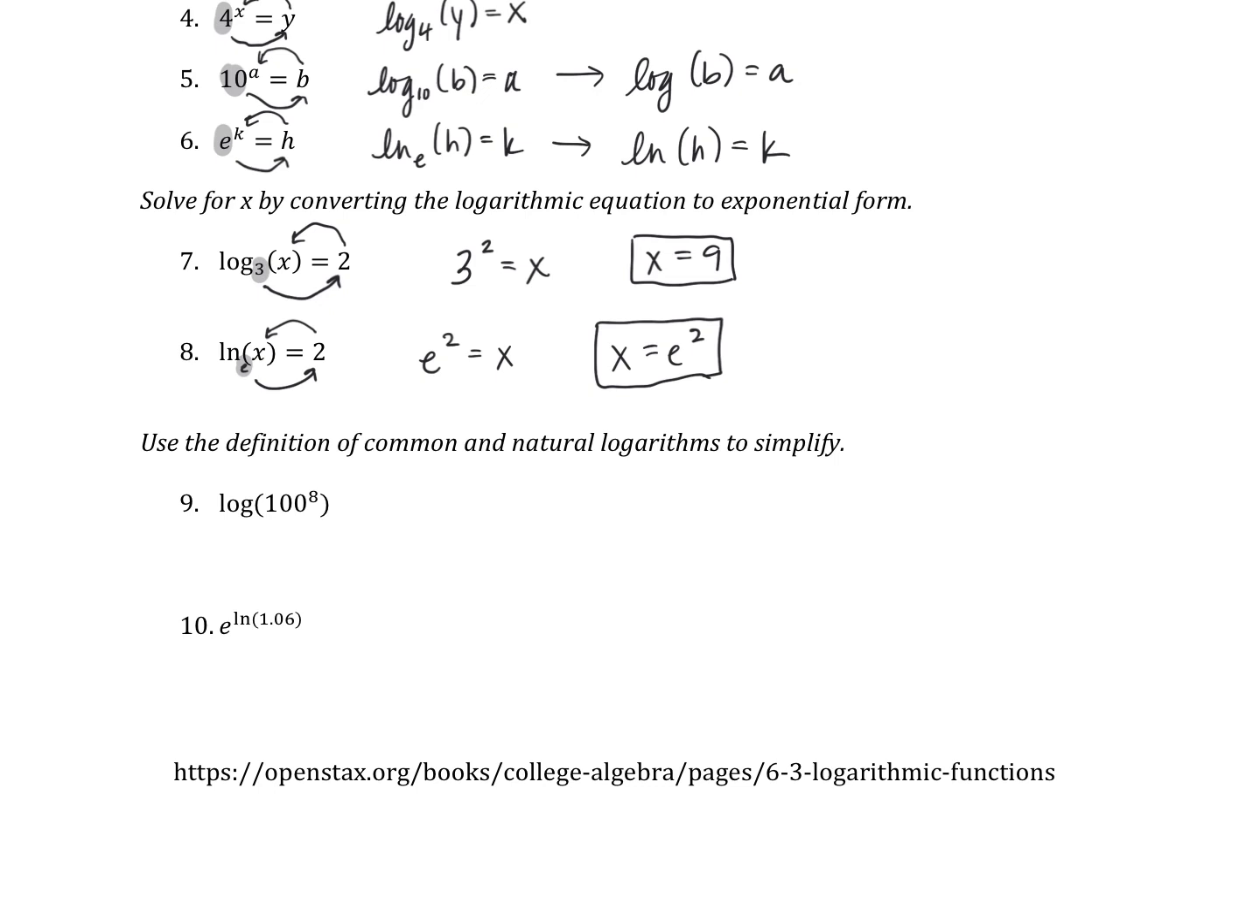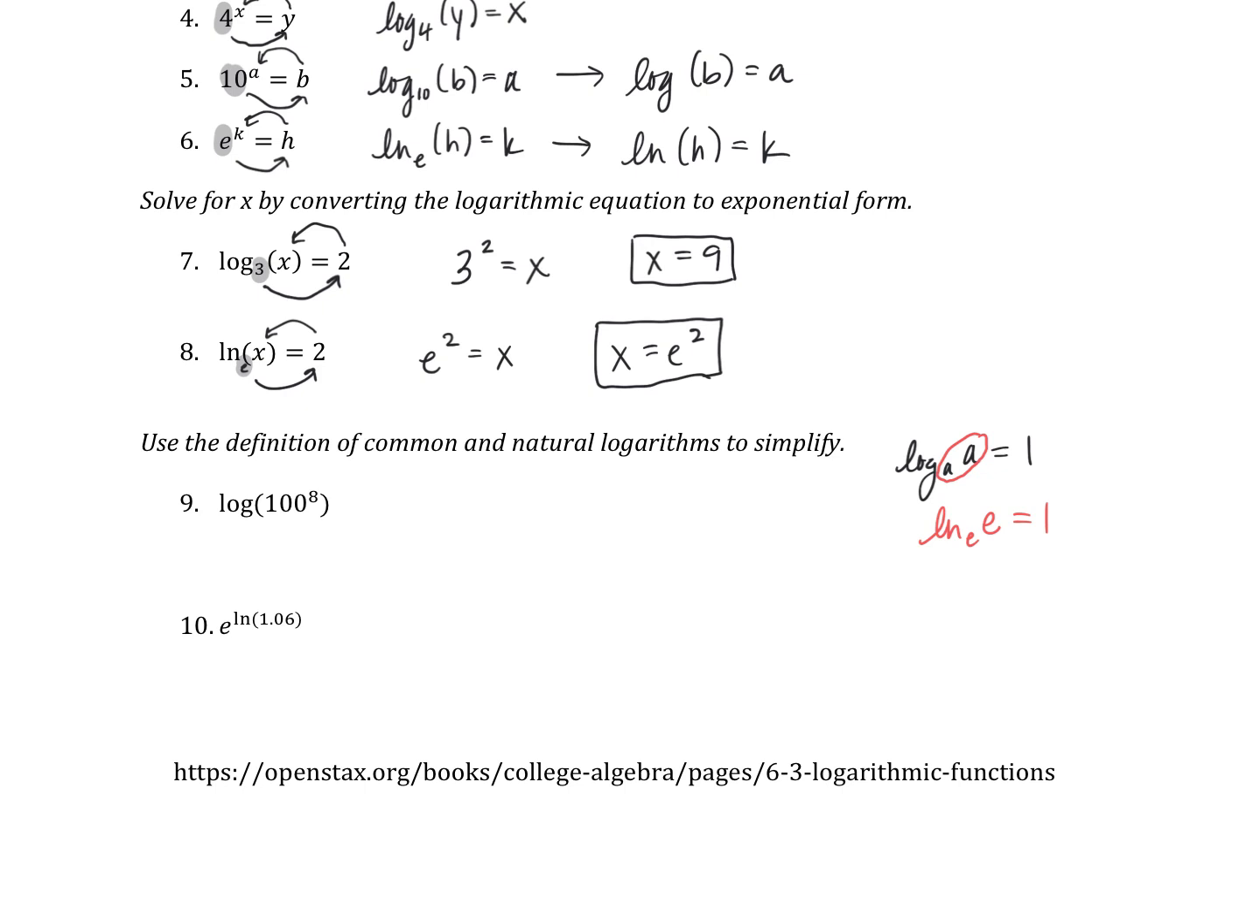All right, use the definition of common and natural logarithms to simplify. Here are a few things that you should know. Anytime you have the log base a of a, that's always equal to 1. So if you can get the base and what you're taking the log of to match, you will always get a 1. For natural log, since the base is e, if you take the natural log of e, that's also 1.